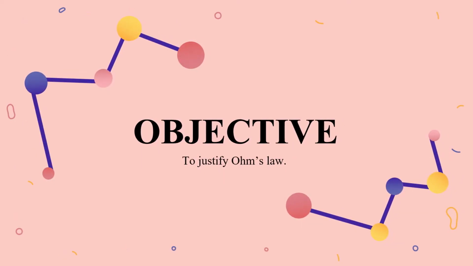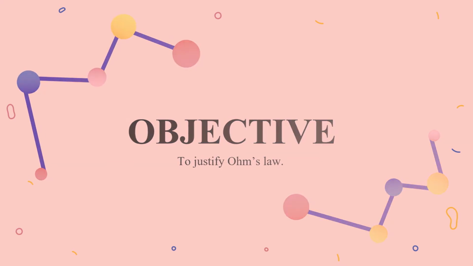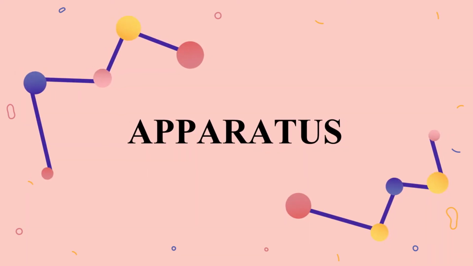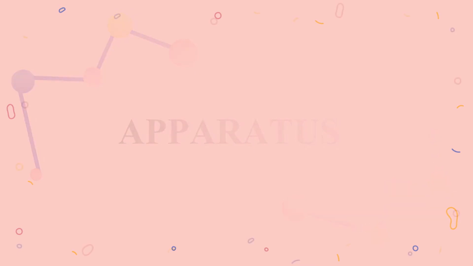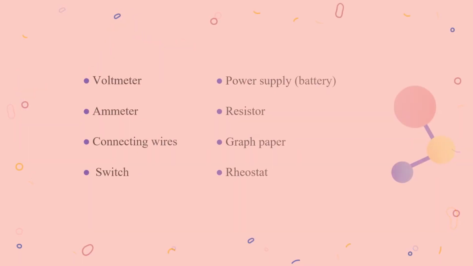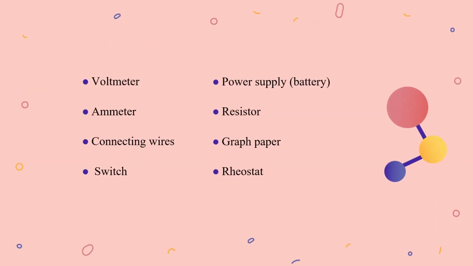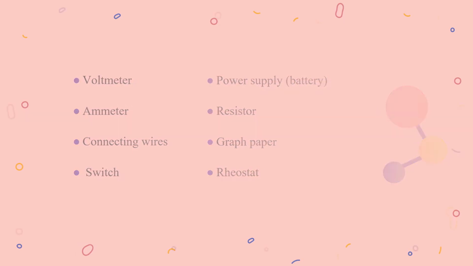The objective of this experiment is to justify Ohm's law. The apparatus that we use in this experiment are a voltmeter, ammeter, connecting wires, switch, power supply, resistor, rheostat, and graph paper.